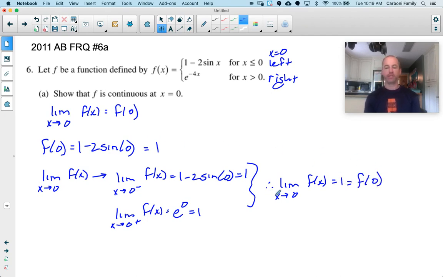And because the limit as x approaches 0 is equal to f of 0, I know that f of x is continuous at x equals 0. So there's the 2011 problem.